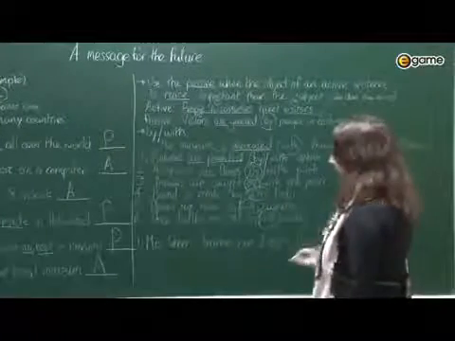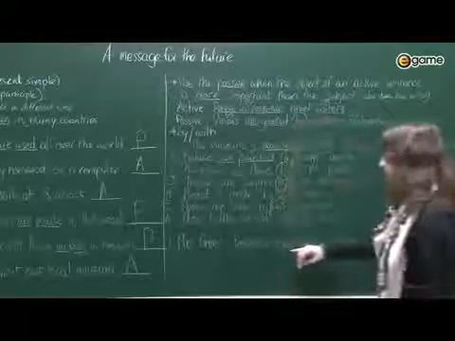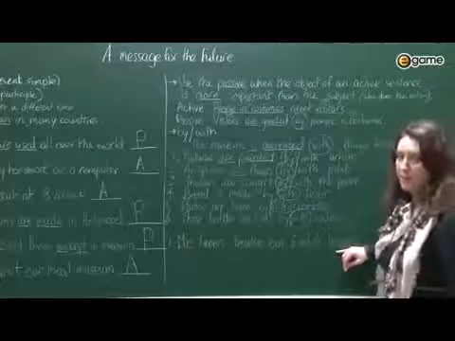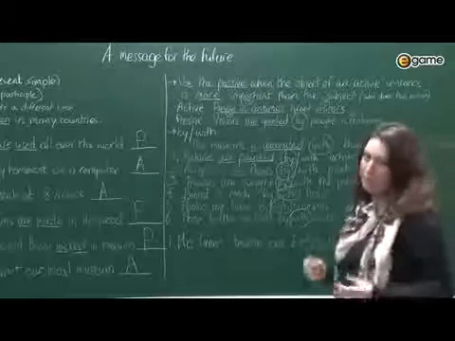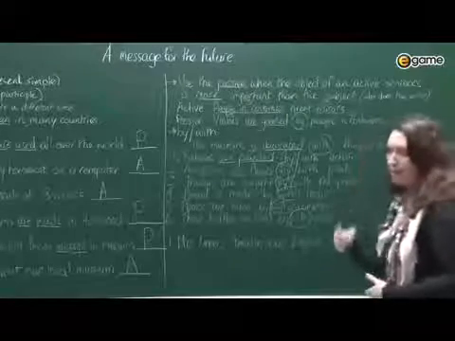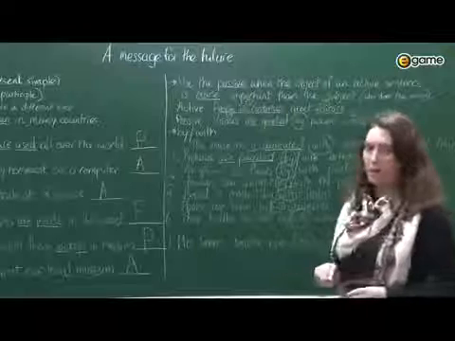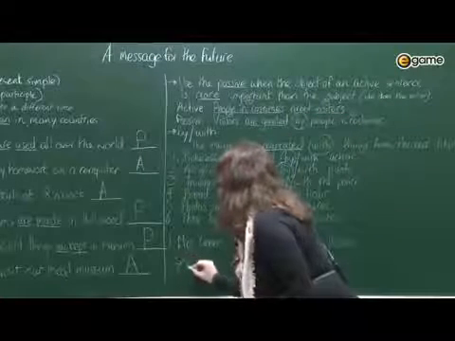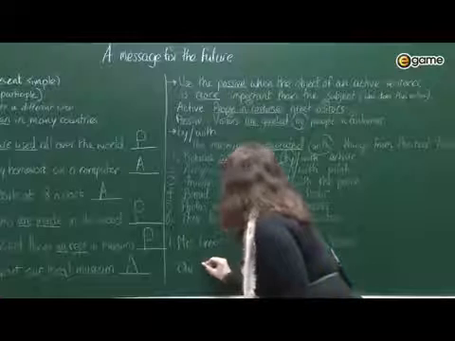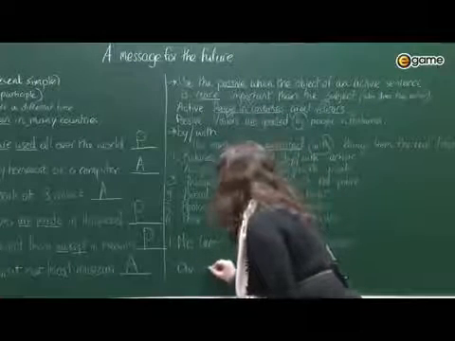Okay, so Mrs. Green is the subject. Our English lessons are the object. So we want the object to be more important. So let's rewrite it using the passive. So we start with the object. Our English lessons.